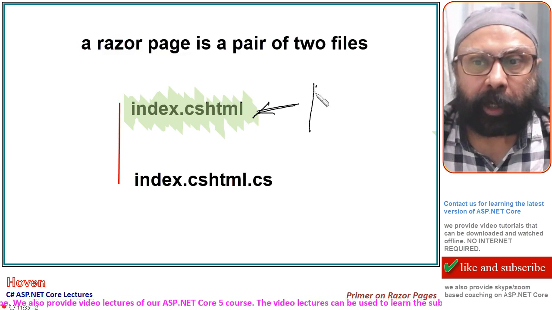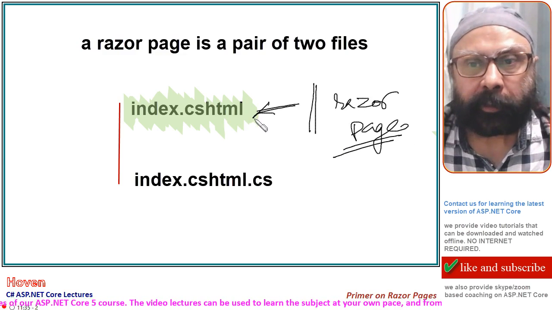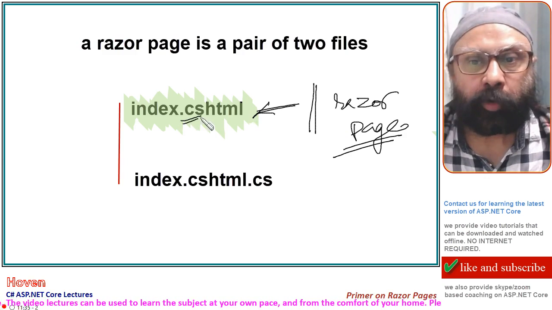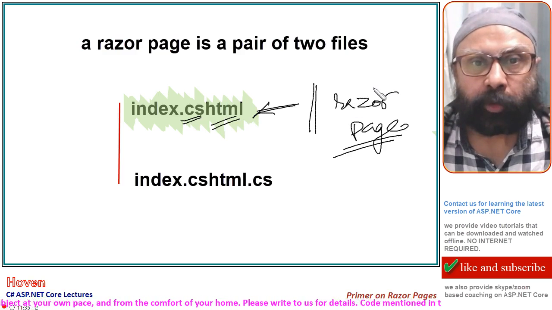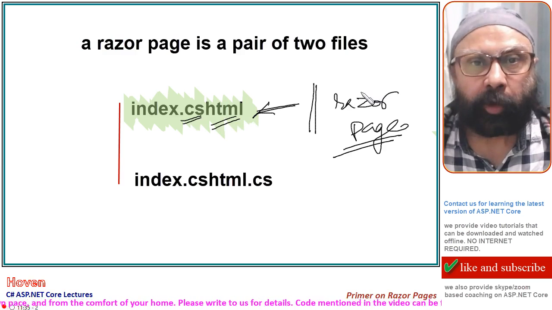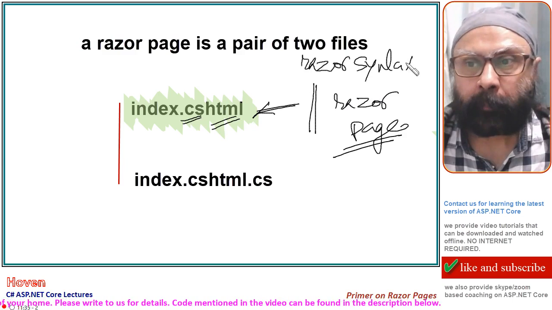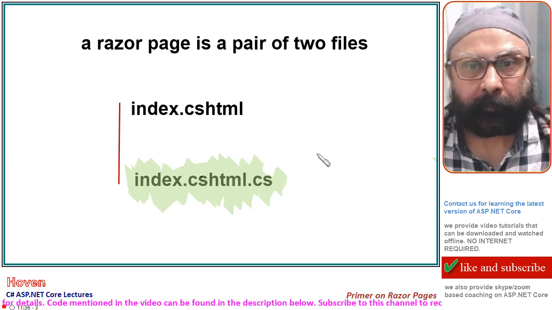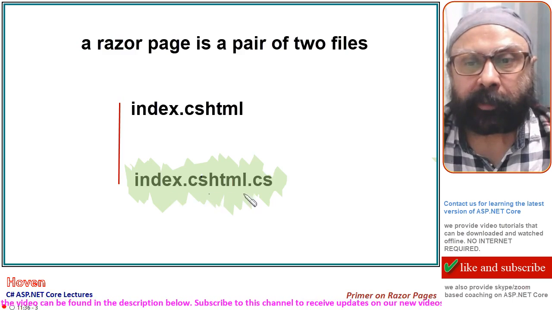This is sometimes alone called a razor page. This single file itself is sometimes called a razor page. It contains .NET code and HTML mixed in this single file. A special syntax is used for mixing the HTML and .NET code. The syntax is called razor syntax, but we will take this syntax later on, not today. The other file is named as index.cshtml.cs.